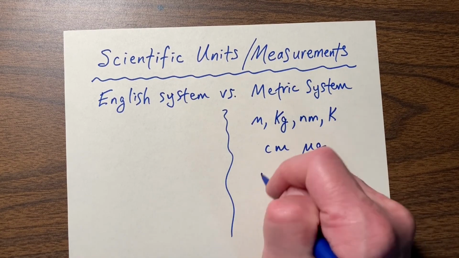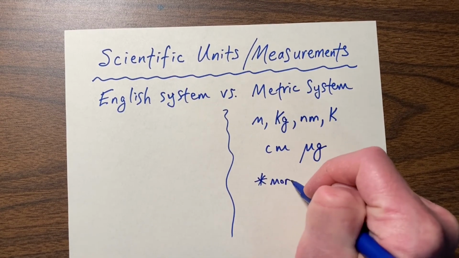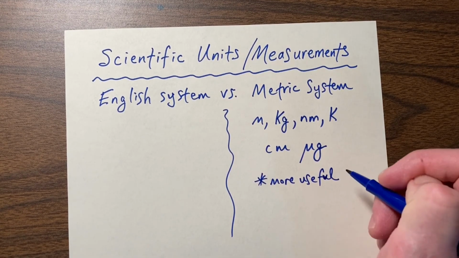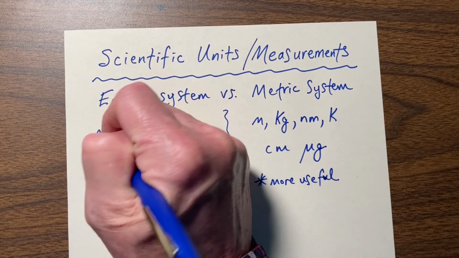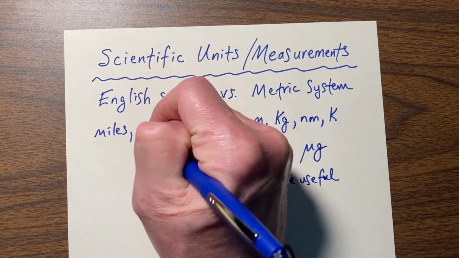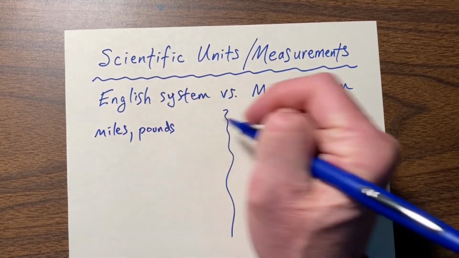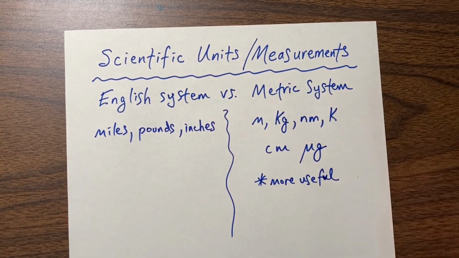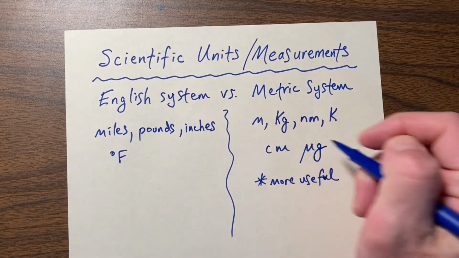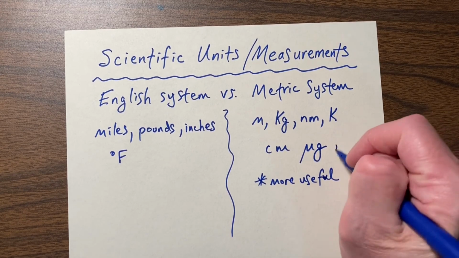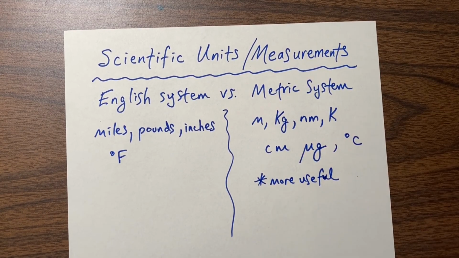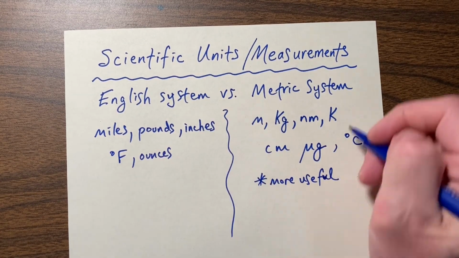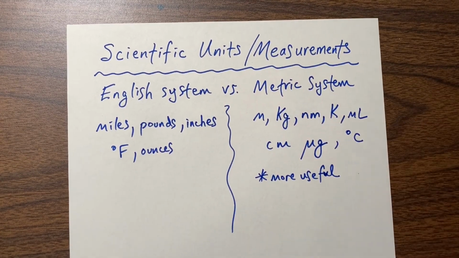These are much more useful to us than the English system, because these are almost all based on powers of 10. We're not going to use miles or pounds for weight. We're dealing with mass anyway. We're not going to use inches. We're going to use centimeters and meters. We're not going to use degrees Fahrenheit. We're going to use degrees Celsius. We're not going to use ounces. We'll use milliliters and so forth.